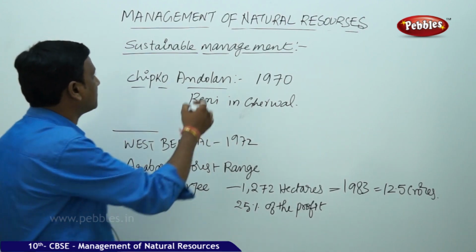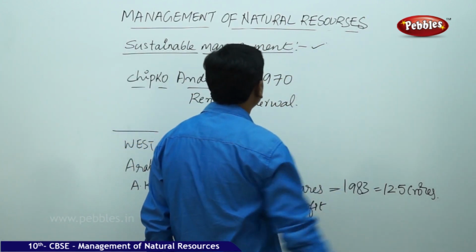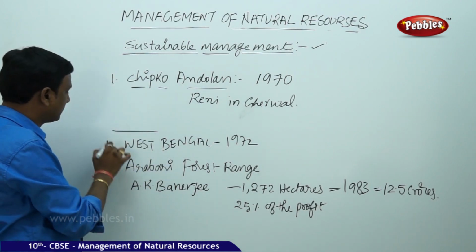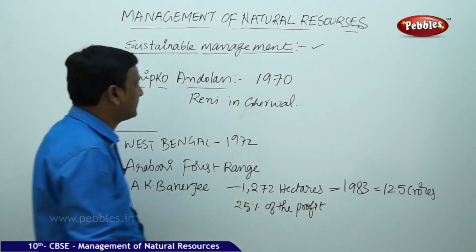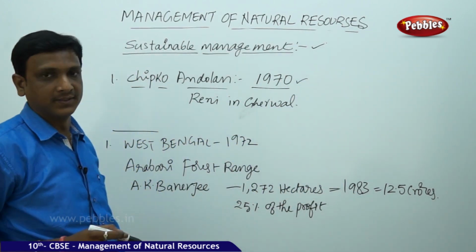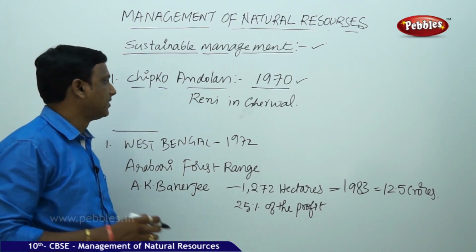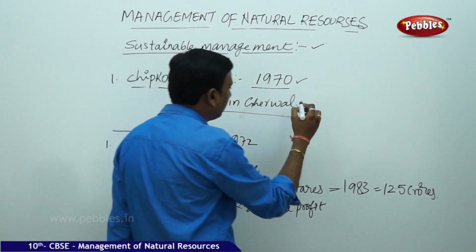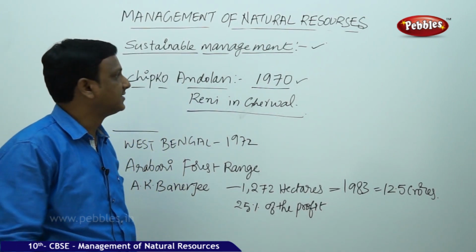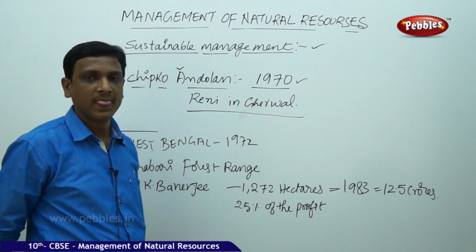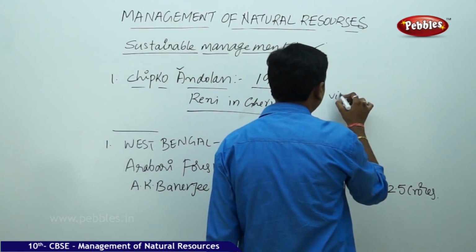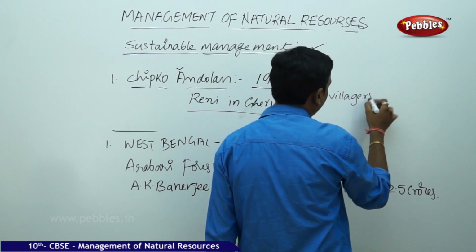So now let us look at the sustainable management of forest. Here we can take two instances. The first incident took place in 1970, which was called Chipko Andolan. It happened in a village called Reni in Garhwal, high up in the Himalayas. So this was a place where the Chipko Andolan took place. Actually, it was a dispute between the villagers and the contractor.